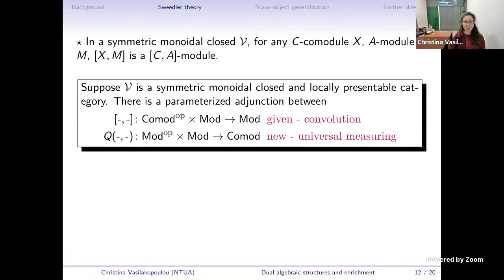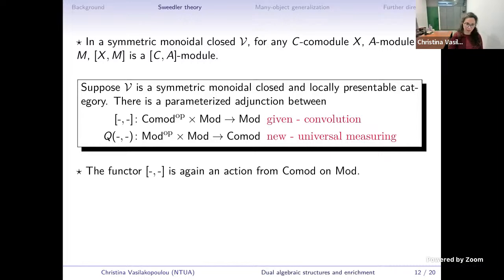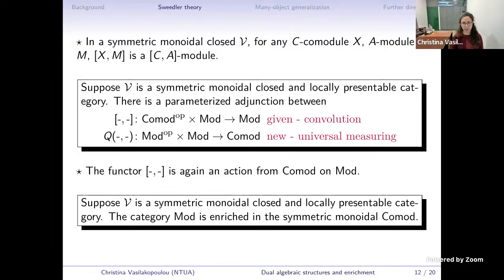So again, using machinery involving locally presentable categories and establishing an adjunction, here we say that this convolution functor has an adjoint, which is the universal measuring comodule functor here. And precisely using the fact that convolution continues to be an action of the category of comodules on modules, I can obtain the enrichment of modules in comodules as before. So what have we got so far? We have monoids being enriched in comonoids using this universal measuring coalgebra functor, modules being enriched in comodules using, again, a similar way of constructing a universal measuring comodule functor.